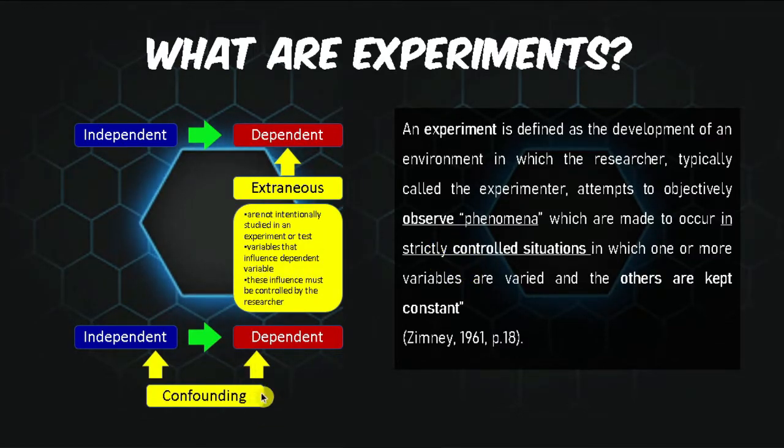Confounding variables are just a special type of extraneous variables. So it does not influence only the dependent variable, but also the independent variable.